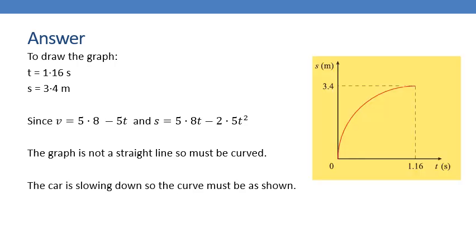Okay, and this is what's explained here. So we've got our different points. We know it's a curve. It's slowing down, so the curve has to be that way as opposed to being curved in any other way.